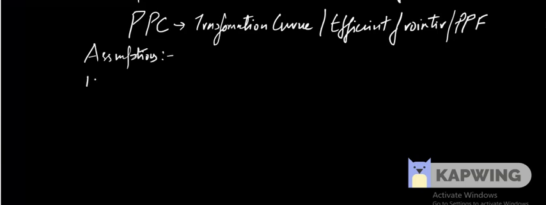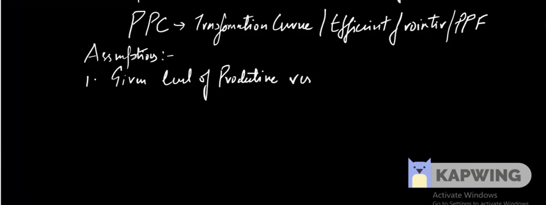First, the given level of productive resources remains fixed. One of the biggest assumptions that is made while framing the production possibility curve is that the given level of resources in an economy remains fixed.